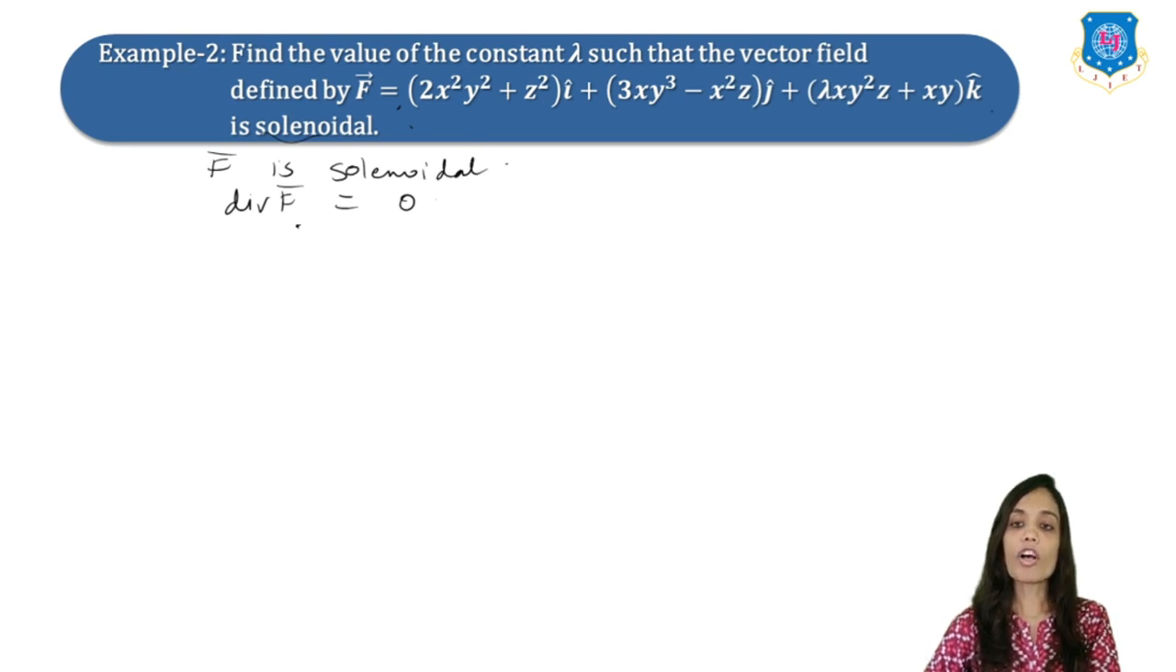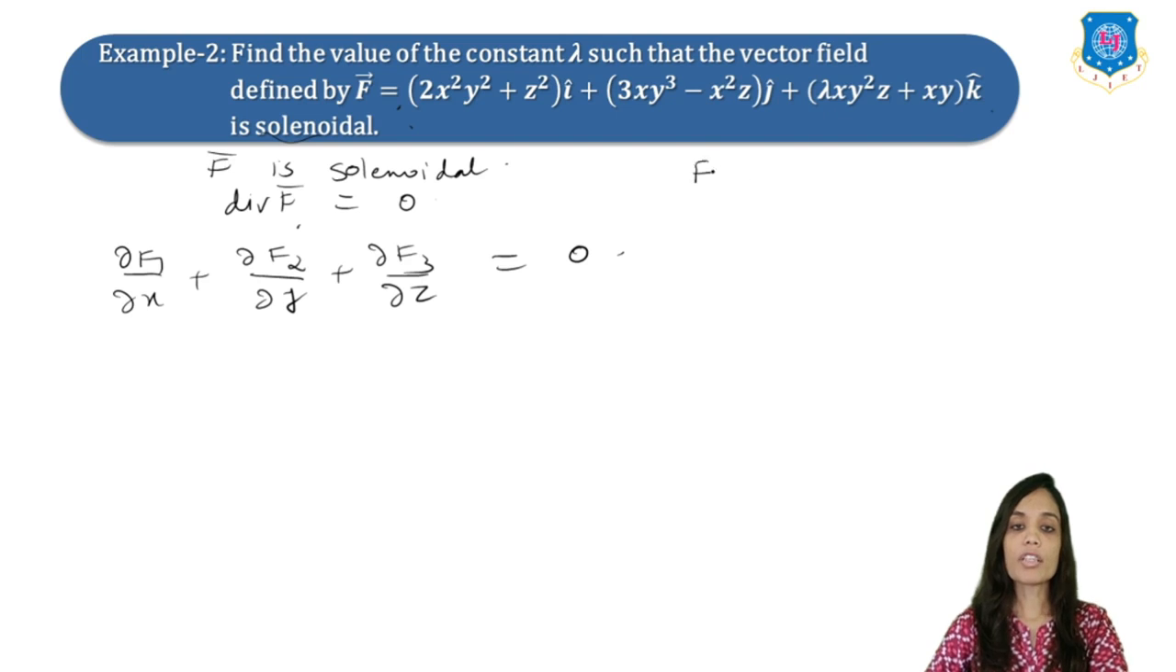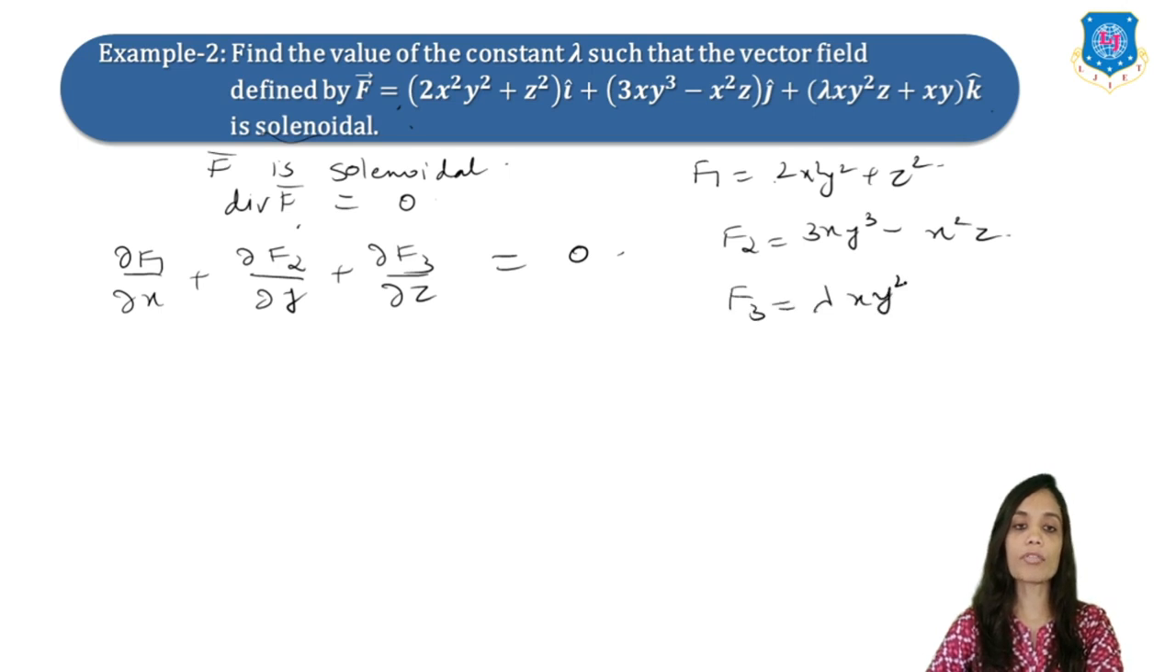Now, we know the formula of divergence of f bar. It is del f1 upon del x plus del f2 upon del y plus del f3 upon del z, and this is equal to 0. Now you can see our f1 is 2x square y square plus z square, f2 is 3xy cube minus x square z, and f3 is lambda xy square z plus xy.